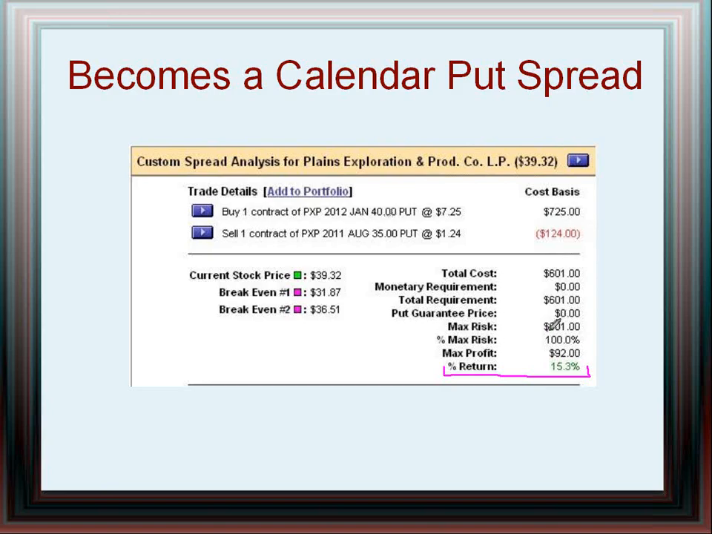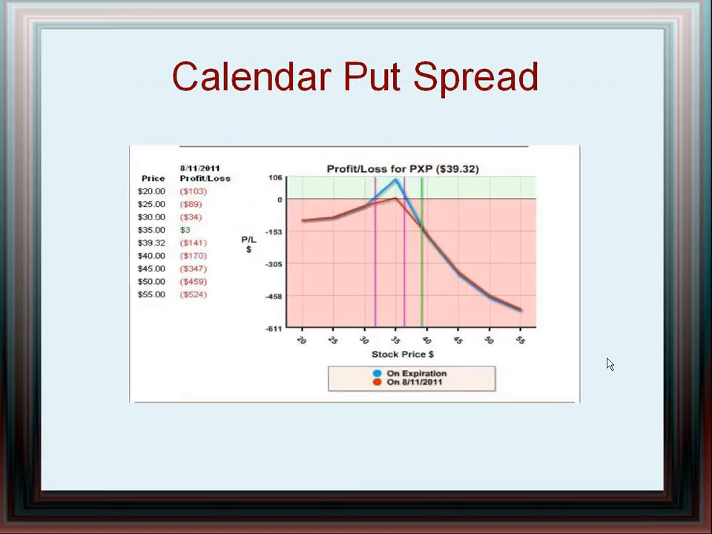We have a max risk of $601, or 100%, and a max profit of $92, which is 15.3% of our investment. Well, that looks pretty good for almost a 30-day trade, June 20th to July expiration, which is around the 20th. The risk, though, is about 2.5 to 3 times. And look at where the risk is.